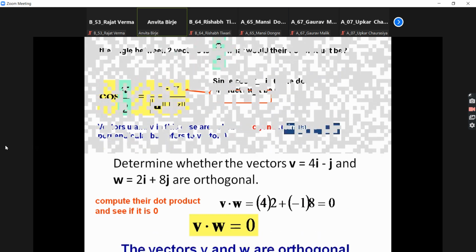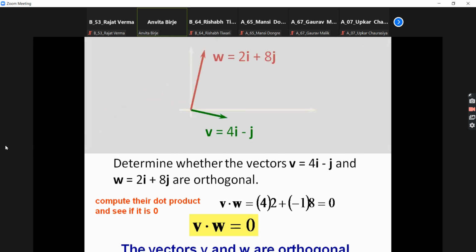Okay. Or perpendicular to each other, or I can say they are orthogonal. So the orthogonality of two vectors can be found out by the dot product. So this is another application of the dot product. Okay. Yes, students, does it make sense?